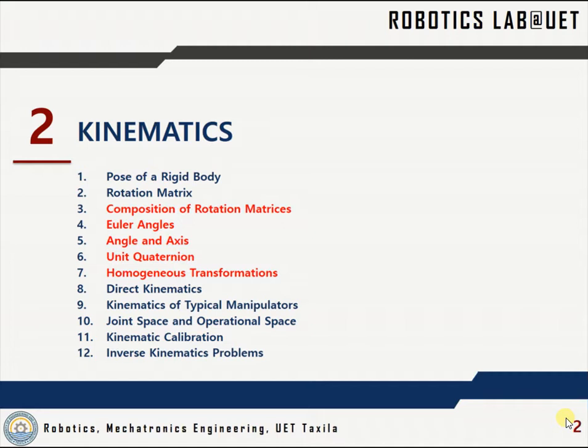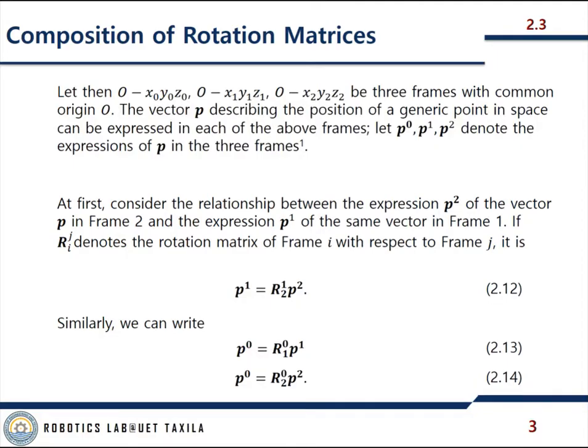These are the contents of my presentation. We are discussing chapter number 2. Today we'll cover these articles: composition of rotation matrices, Euler angles, angle and axis, followed by unit quaternion, and then homogeneous transformations. So let's begin.